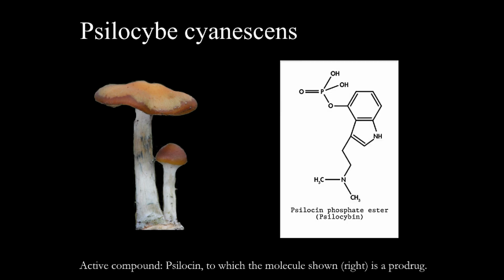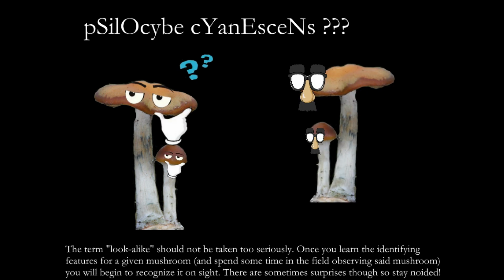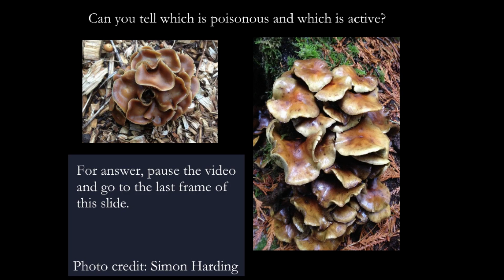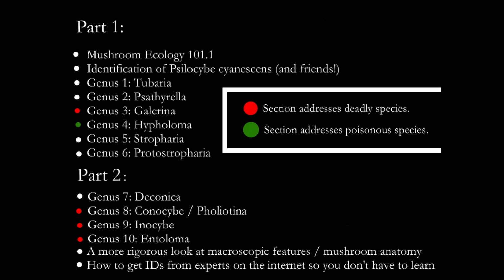Psilocybe cyanescens is a very common species of psychoactive mushroom that grows primarily in the Pacific Northwest of the United States and Canada. Psilocybe cyanescens has many so-called lookalikes, some of which are poisonous. A few are even deadly. This video will provide a brief introduction to 10 genera, each containing species that could be confused with Psilocybe cyanescens.